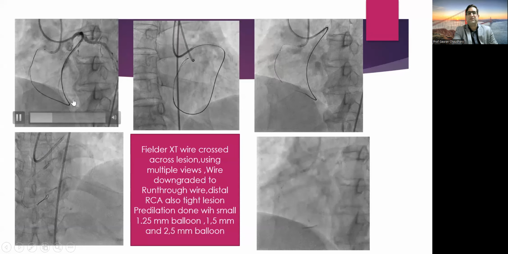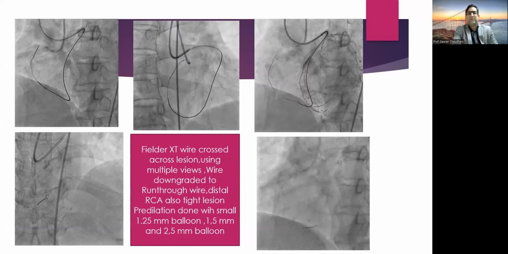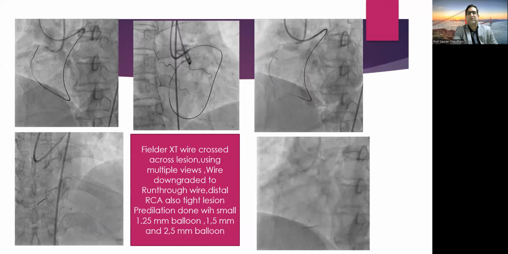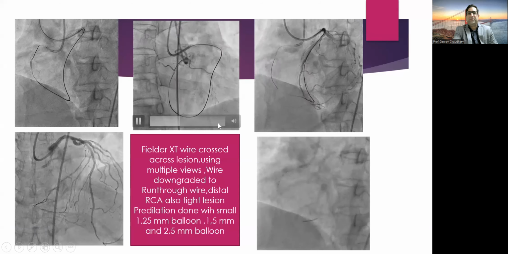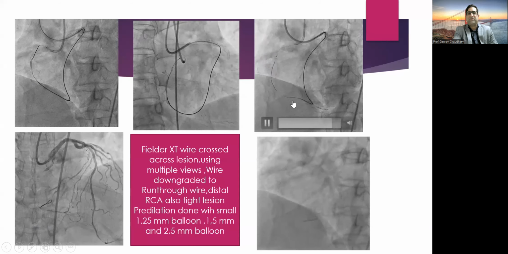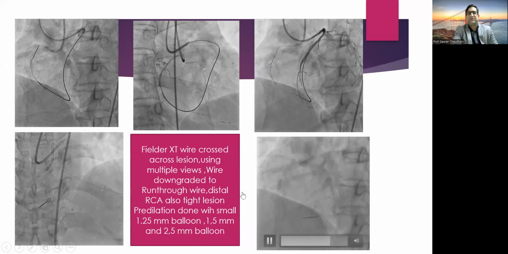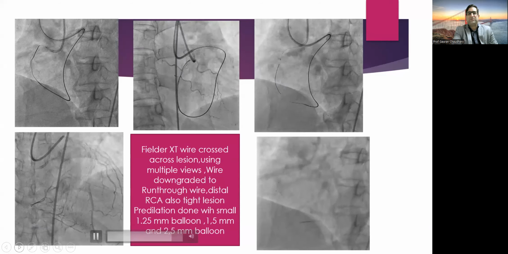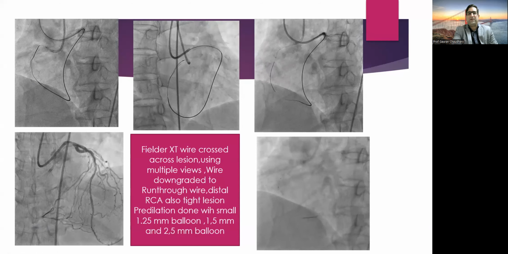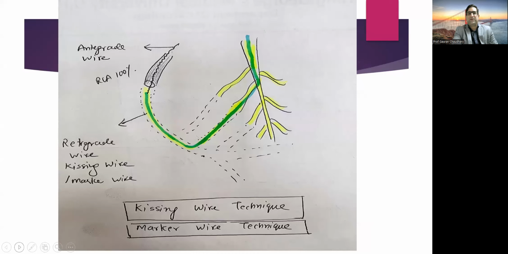So in multiple views, AP, RAO and LAO, we can see the antegrade wire was able to, we were able to get over the Fine Cross microcatheter into the distal true lumen, and the retrograde microcatheter was withdrawn a bit till the distal part of RCA. And over this, then a 1.25 millimeter balloon was taken over the antegrade wire, and this was pre-dilated. So this is what we did in this case.